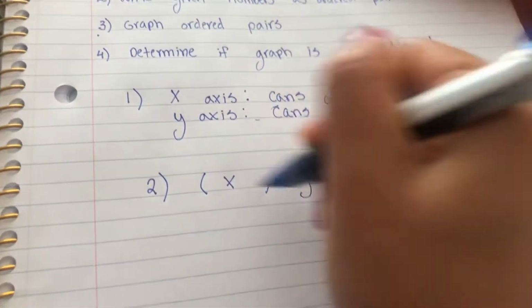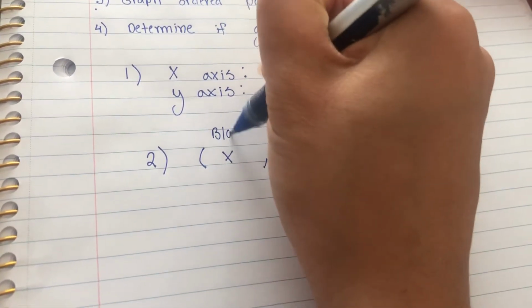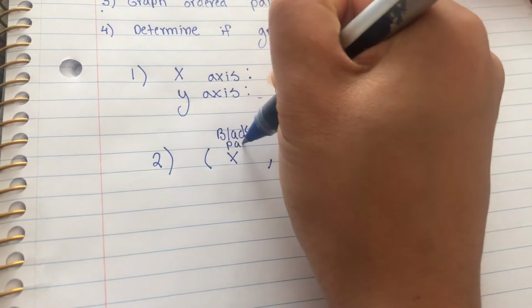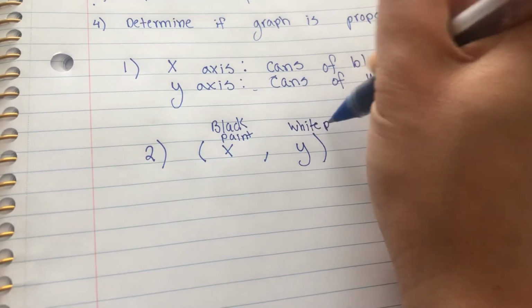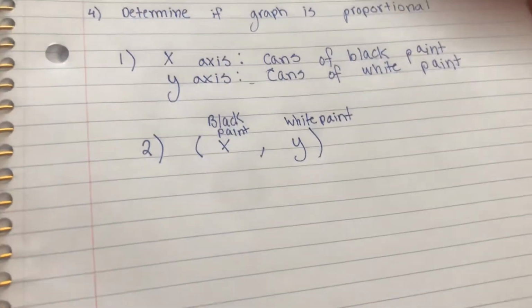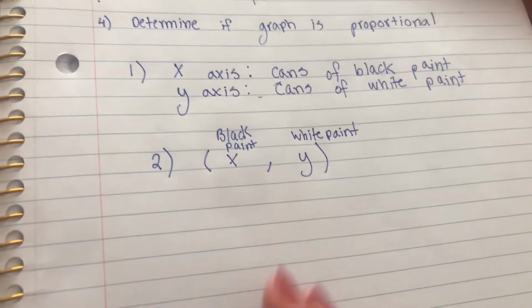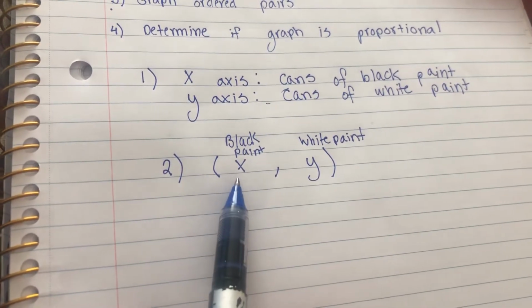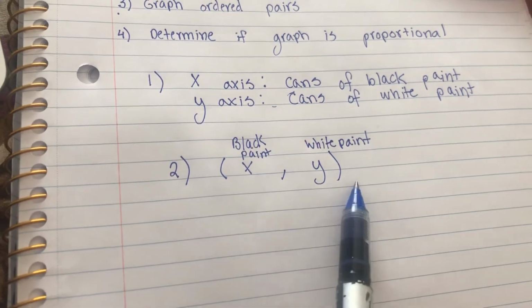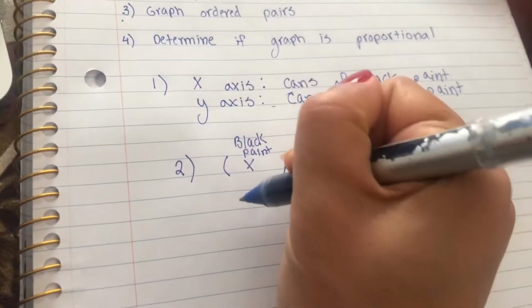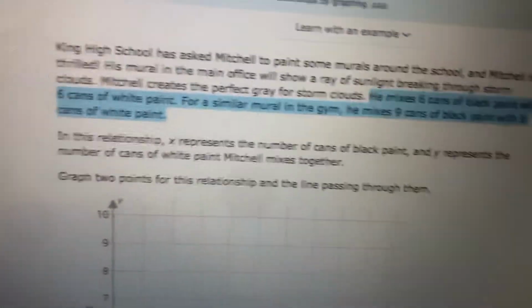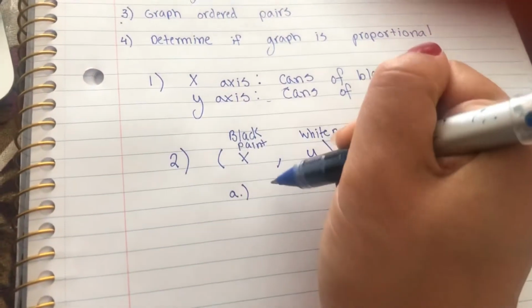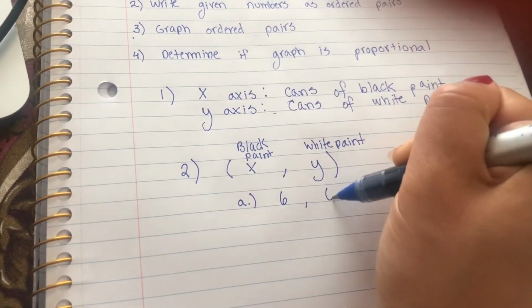So we know that X, and over here I'm gonna put X is black paint, and so I'm actually gonna label my ordered pairs, and Y is white paint. So this isn't in the CFS, but this honestly would be very helpful, that you should actually write down what X represents and what Y represents in the ordered pair. So my first number, it says 6 cans of black paint with 6 cans of white paint. So that would be X is 6 and Y is 6.